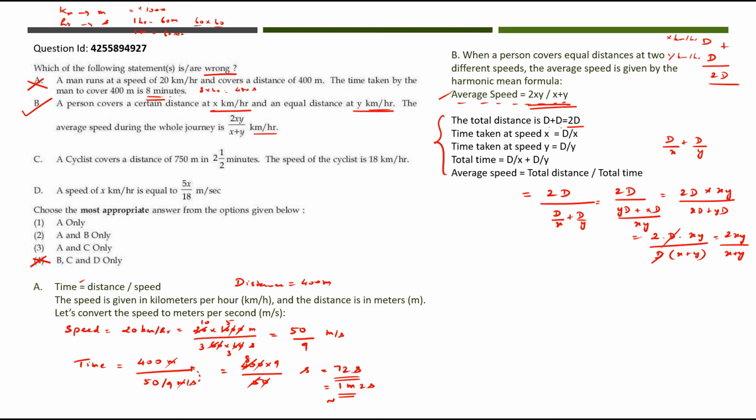So B is perfectly true. So B is not a part of the answer. So option 2 is also ruled out. Now let's get into C.